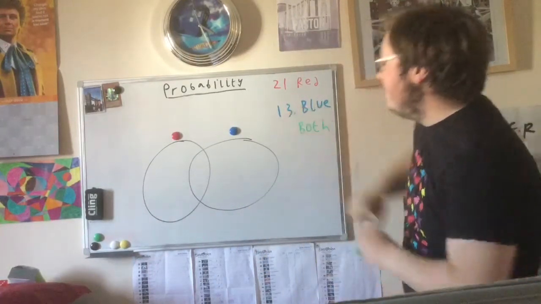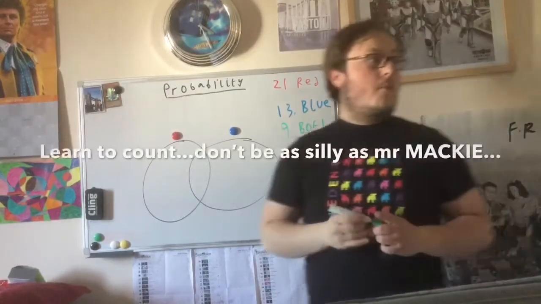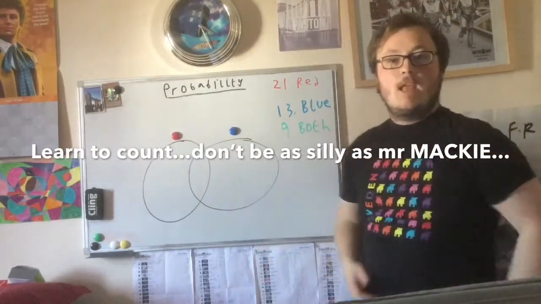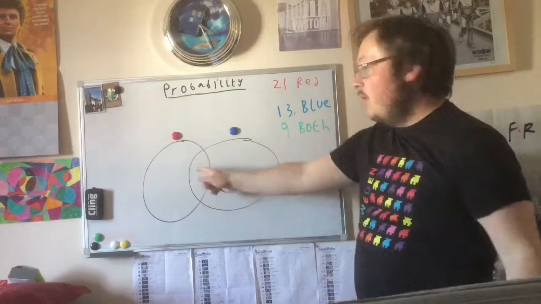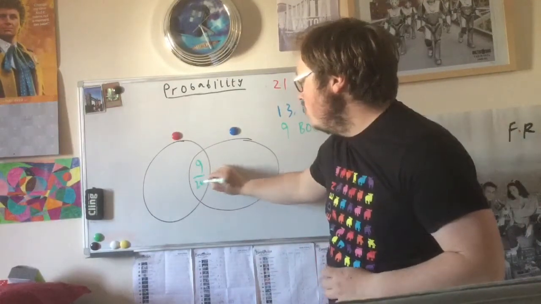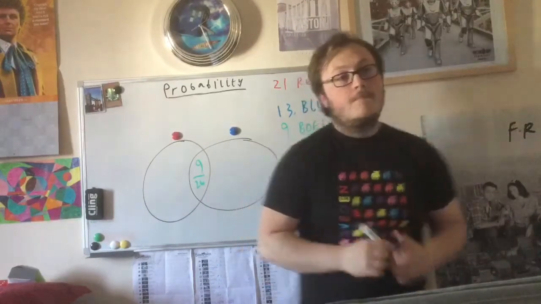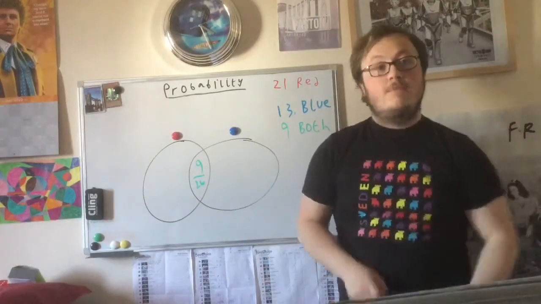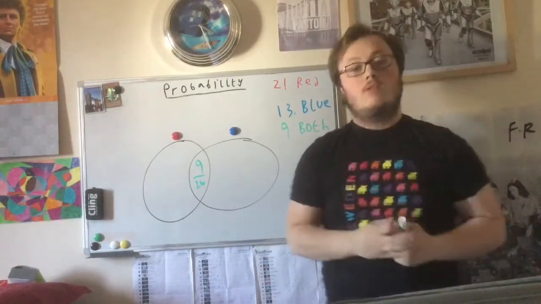So there's 9 flags with both of them in there. Now, what we do then is we put that number in the middle, and I'm going to put 9 over 26. Why? Because it helps us keep track of how many there's meant to be in total.